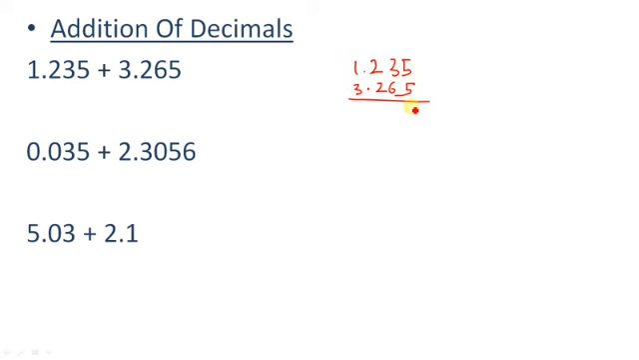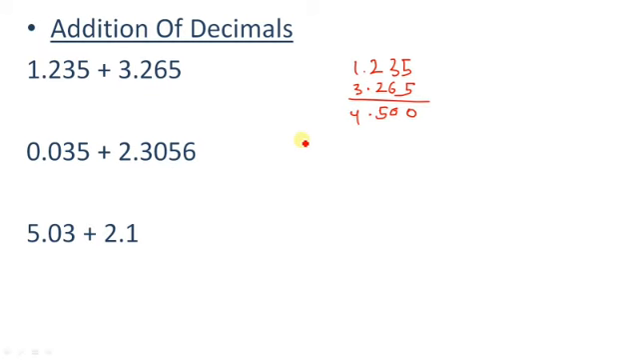now add these numbers. 5 plus 5 is 10, so 0 and we carry 1. 6 plus 3 is 9, plus 1 is 10, so 0, and we carry 1 here. 2 plus 2 is 4, plus 1 is 5, then the decimal. Because after 3 digits the decimal comes, we will place the decimal after 3 digits. Then 3 plus 1 is 4, so the answer is 4.500.